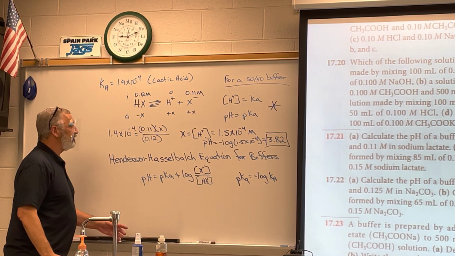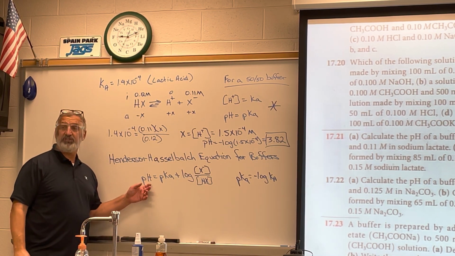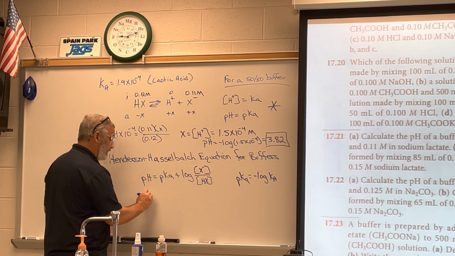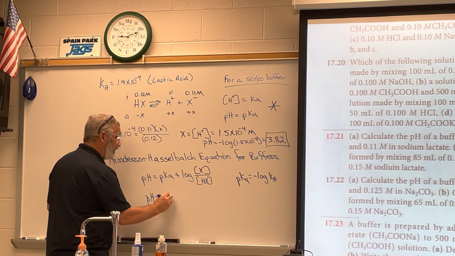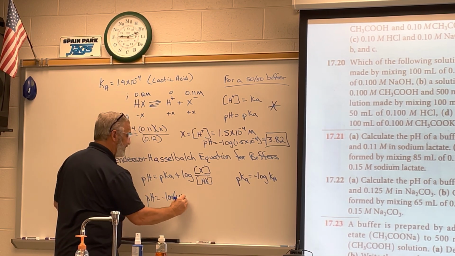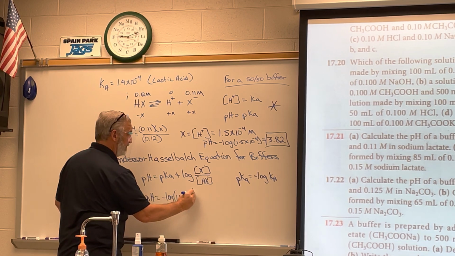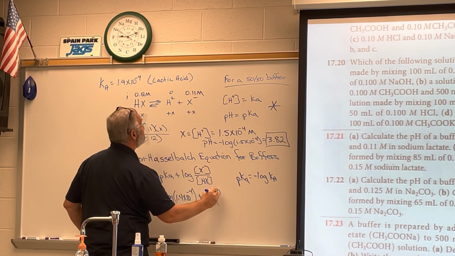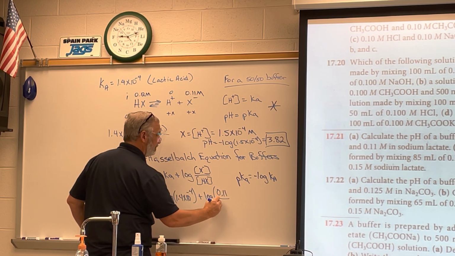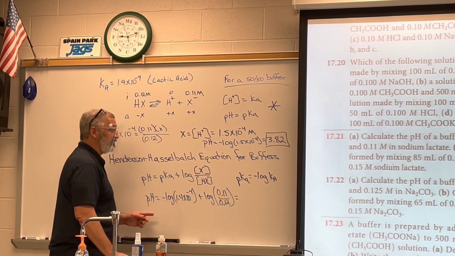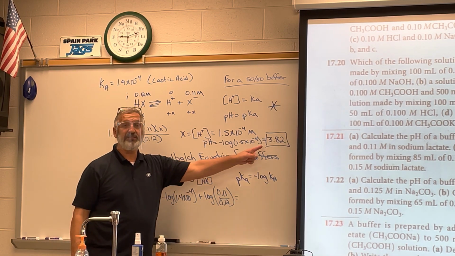All right, now we could have used the Henderson-Hasselbalch equation to do the exact same thing. You take the pH, it's going to equal the negative log of Ka, which is 1.4 times 10 to the minus 4th, plus the log of 11 over 0.12. You just plug all that into your calculator, and you're going to get the exact same answer.